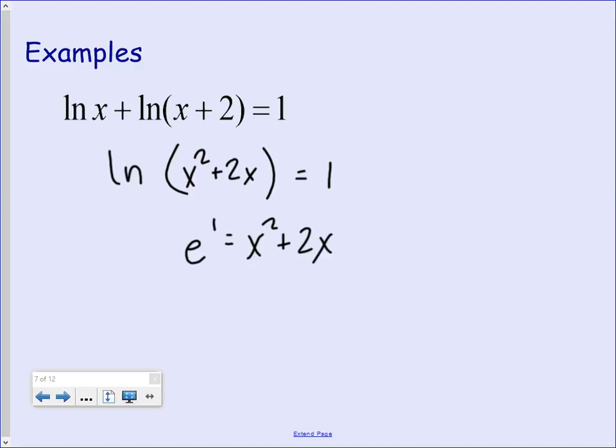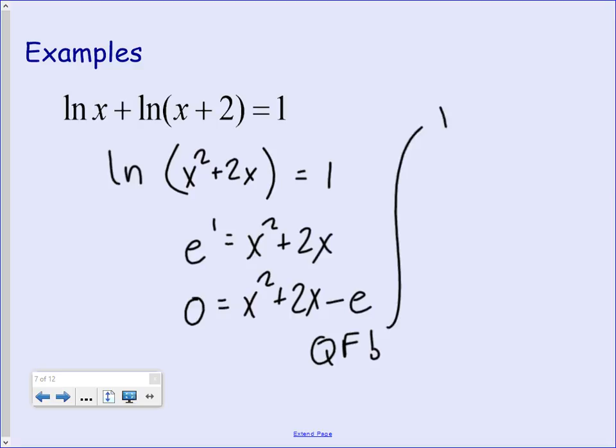One side needs to be set equal to 0 first. So we would do 0 equals x squared plus 2x minus e. And then probably our only option would be quadratic formula here. So we're going to plug this into the quadratic formula. That would be x equals the opposite of b plus or minus the square root of b squared minus 4 times 1 times c, all over 2 times a.